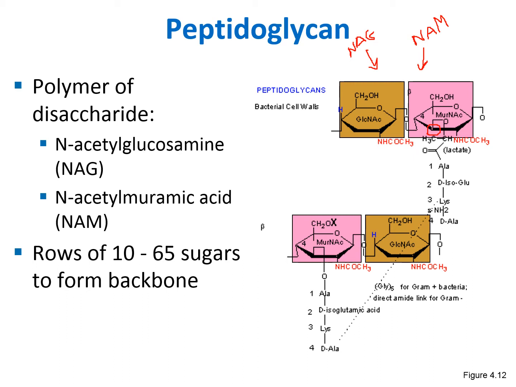Now, the disaccharide of NAG and NAM alternates to form a backbone for peptidoglycan. The backbones are joined together chemically. We call them cross-linked. We say they're cross-linked together through the amino acids attached to NAM. So you can see here are the amino acids, and this little dotted line, that's the cross-link. It goes from the lysine on one NAM molecule up here down to the alanine on the NAM molecule down here.